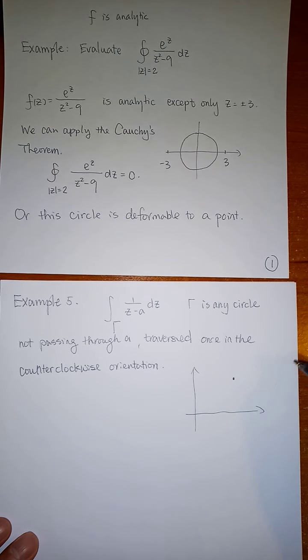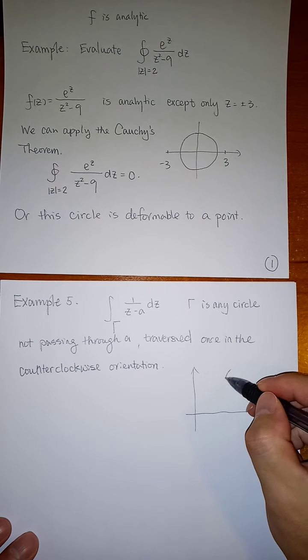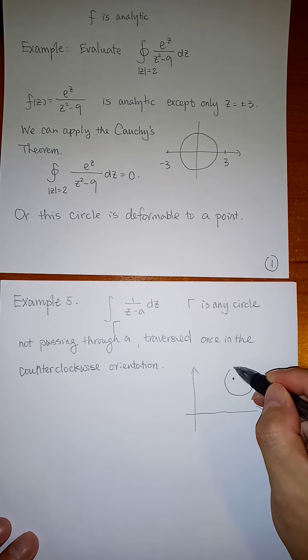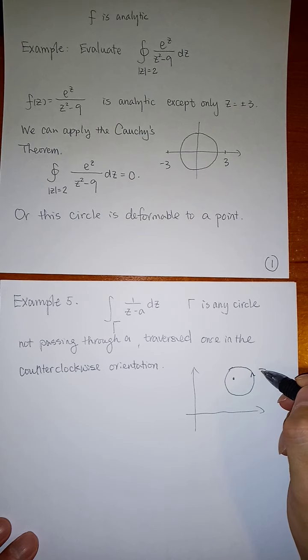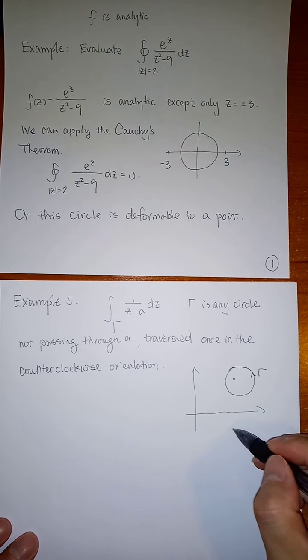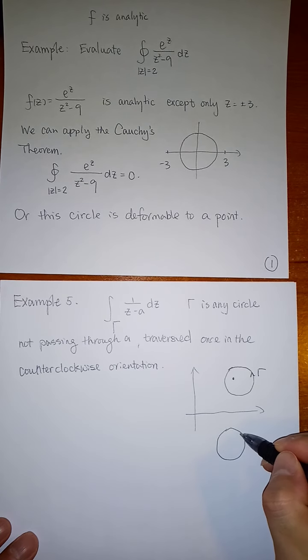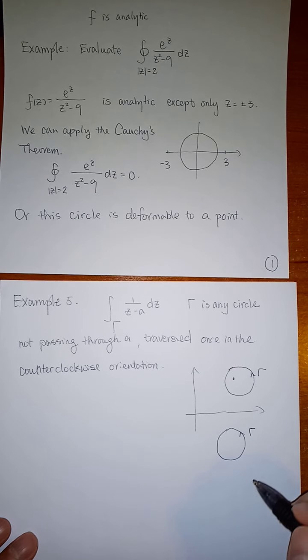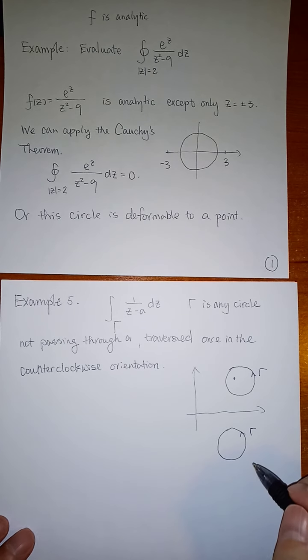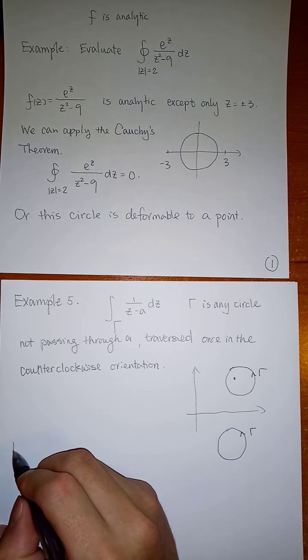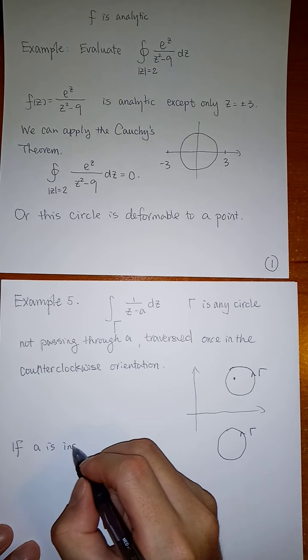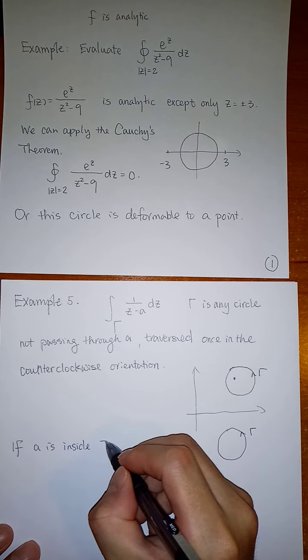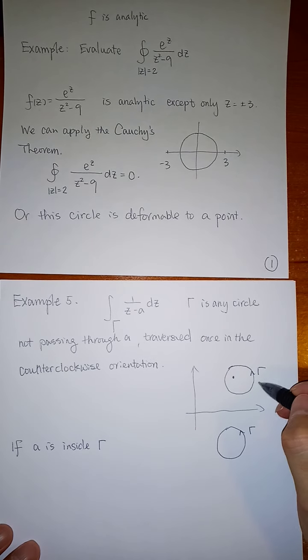You have a point A. Possibly your circle is like this. We never say that A is the center, so it may not be the center. It's always counterclockwise. Or gamma is here, counterclockwise. So if this A is inside gamma, it's like this case, case 1.